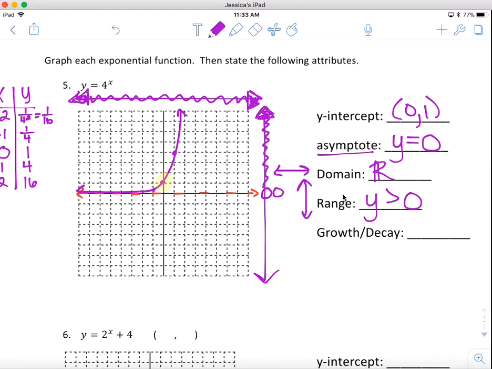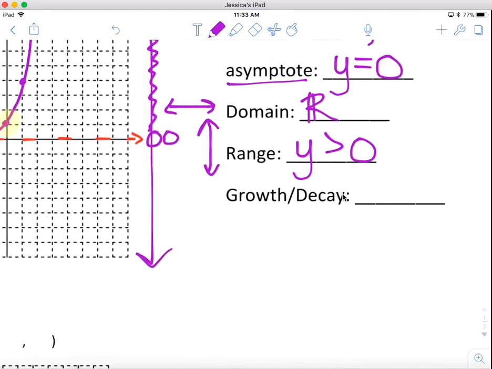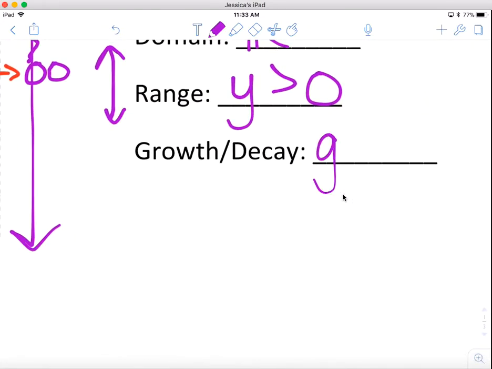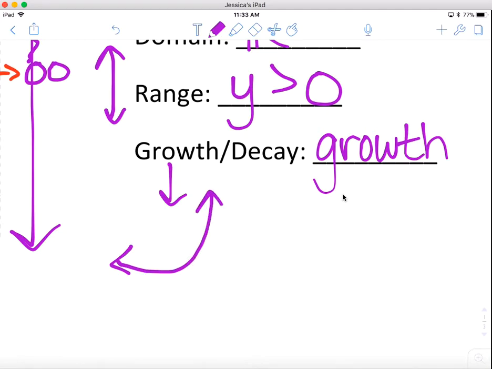Now, the last blank says, is this a growth problem or is this a decay problem? Since this is growing as we move to the right, this is considered a growth problem. And let's talk about the difference between the two real quick. A growth problem is going to look like this. The curve grows as it moves to the right. A decay problem is going to be the opposite, where it stops growing.